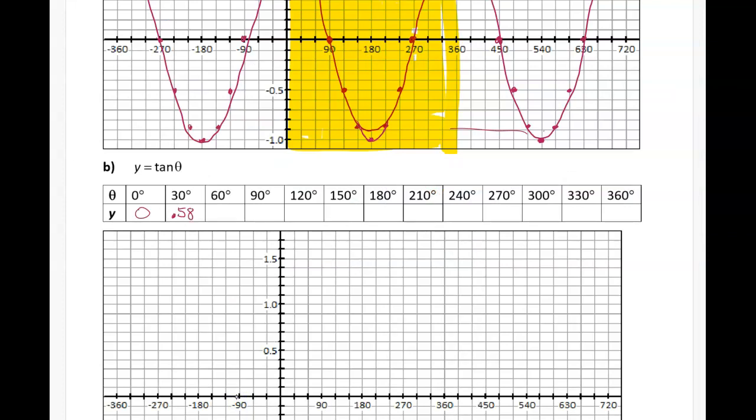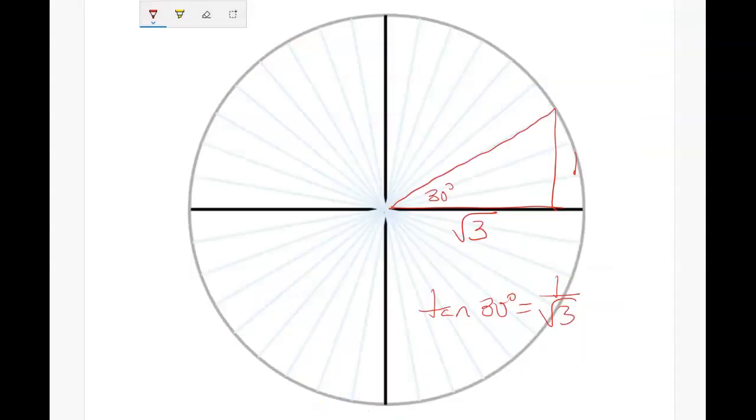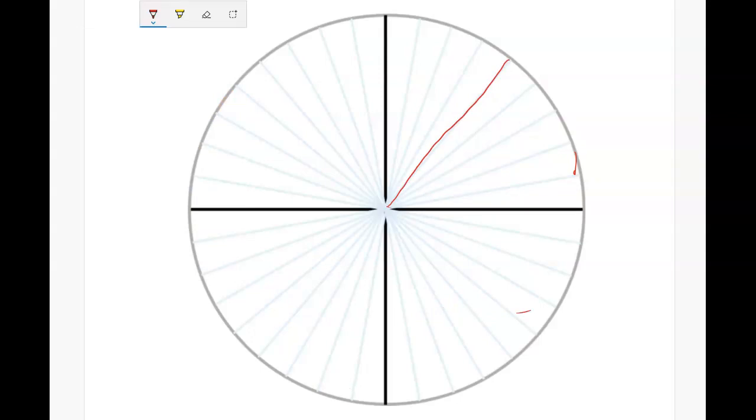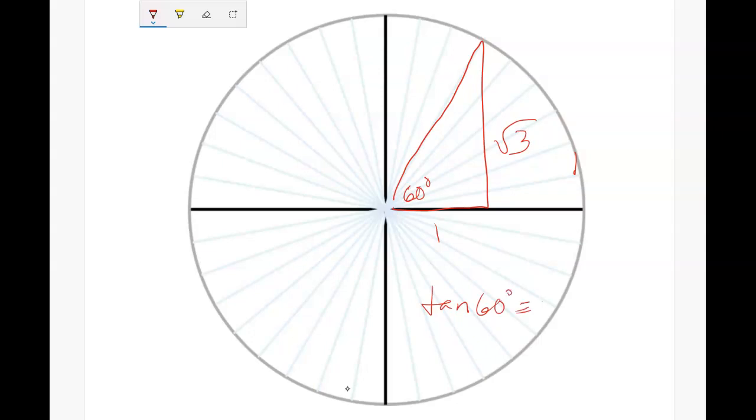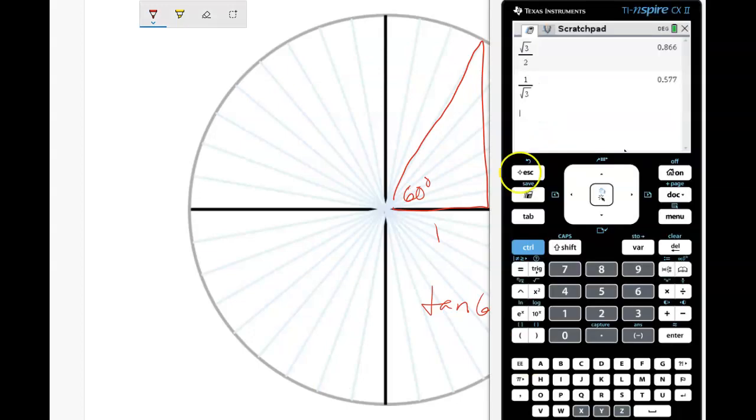Tangent of 60 degrees. Let's go back to our circular template. Tangent of 60 degrees. That's not 60 degrees. That looks better. So tangent of 60 degrees is opposite over adjacent, which is the square root of 3 over 1, or just the square root of 3. Let's find out what the decimal value of that is. So we want the square root of 3, is about 1.73.